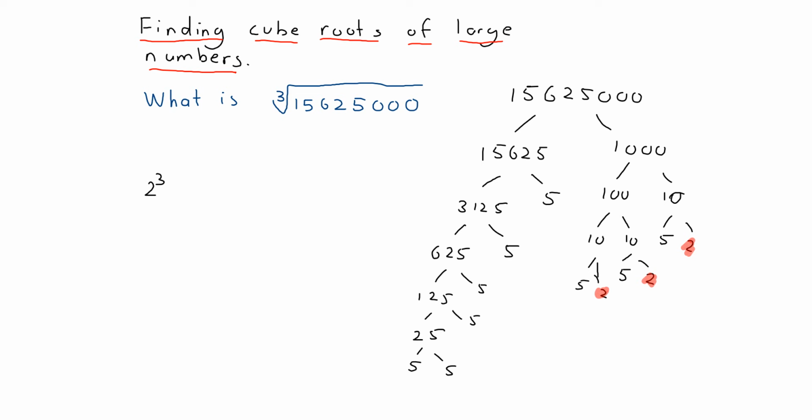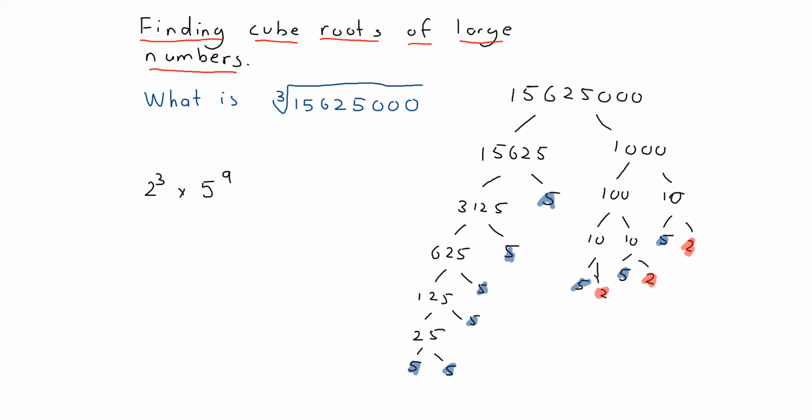Now let's count up our 5's. I've got 1, 2, 3, 4, 5, 6, 7, 8, and 9. So we've got now times by 5 to the power of 9. And if you guessed before that both of these powers needed to be multiples of 3 to do a cube root, you guessed right. So we're going to break this up into 3 equal parts.